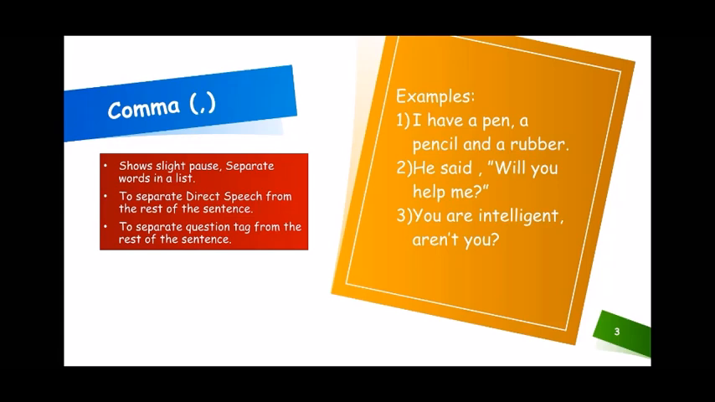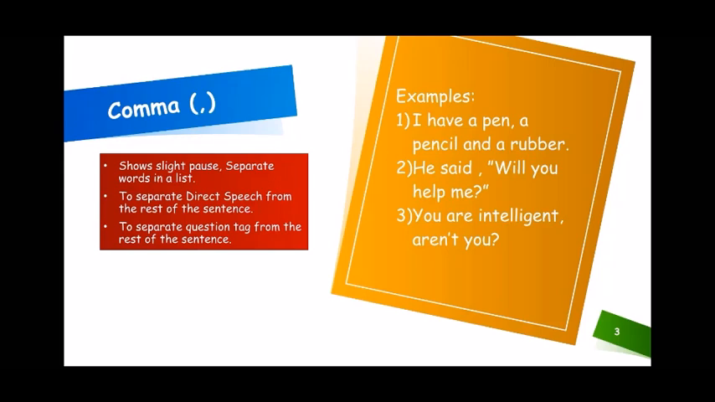Comma is used to separate direct speech from the rest of the sentence. Look at example number 2. He said, "Will you help me?" So we have used a comma after said to separate direct speech. Direct speech is what is within the inverted commas. To separate direct speech from the rest of the sentence, we have used a comma.